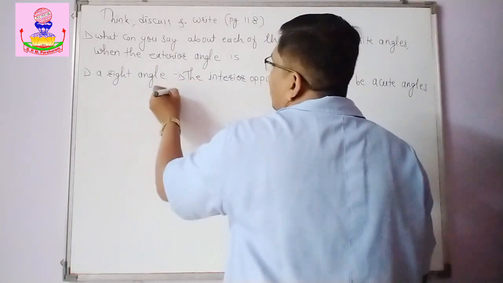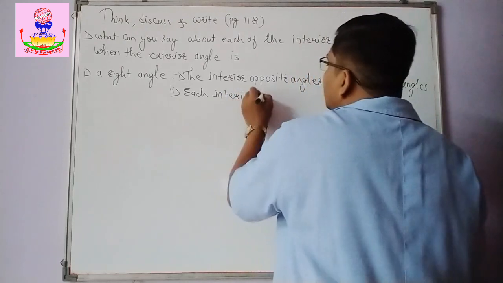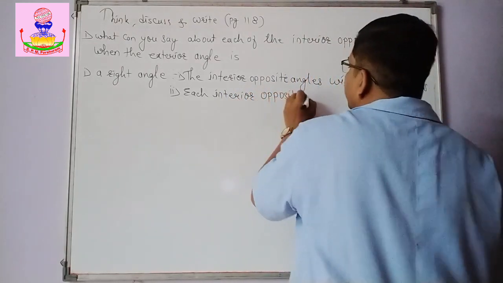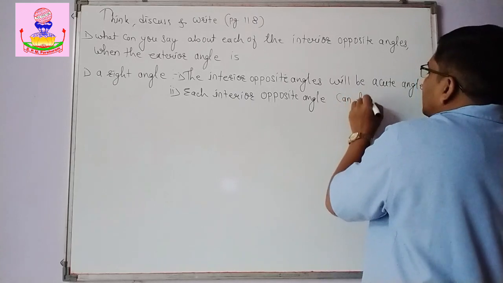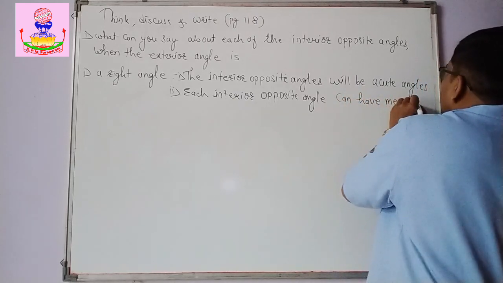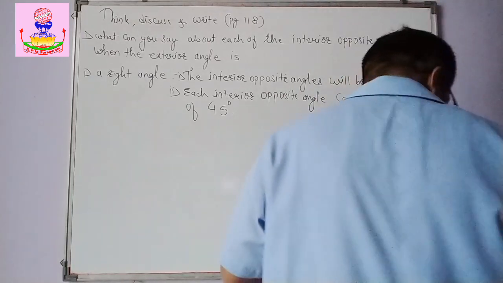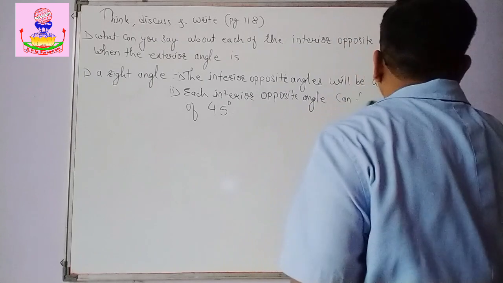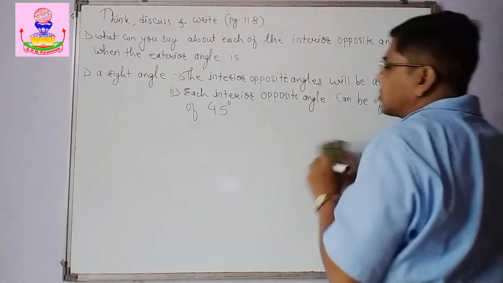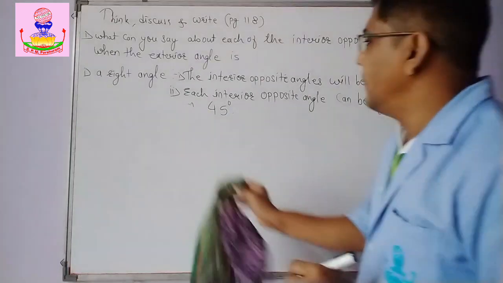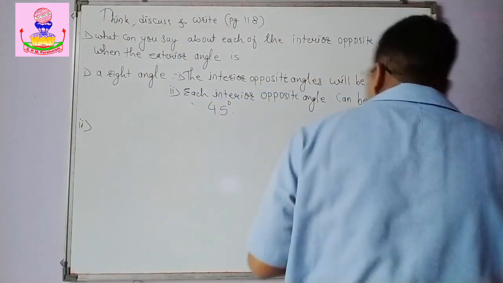Second possibility, each interior opposite angle can have a measure of 45 degrees. We can have a better statement: each can be of measure 45 degrees. Okay, so this is the first case. Then second, an obtuse angle.